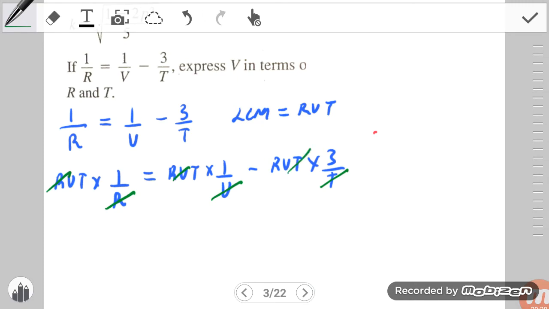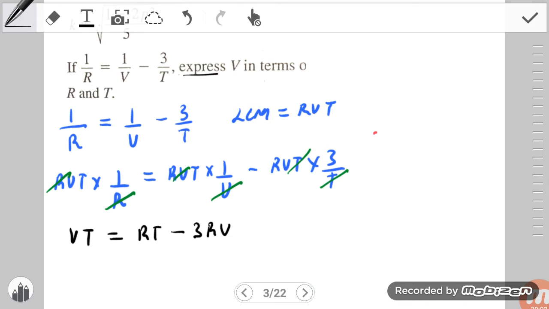So we have automatically just removed the denominators in one line. So now what we have left is VT times 1 is VT, and that's going to be equal to RT times 1 is equal to RT, and that's going to be minus RV times 3 is going to be 3RV.